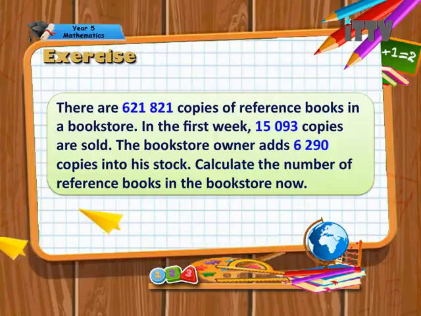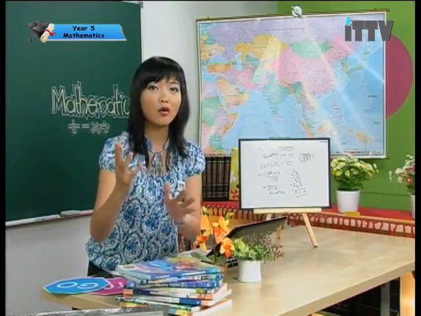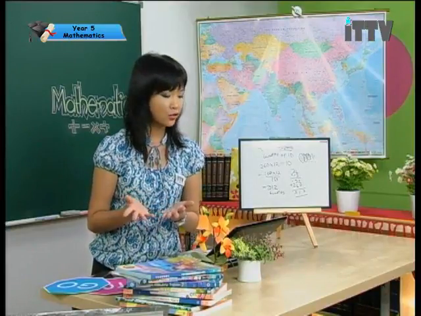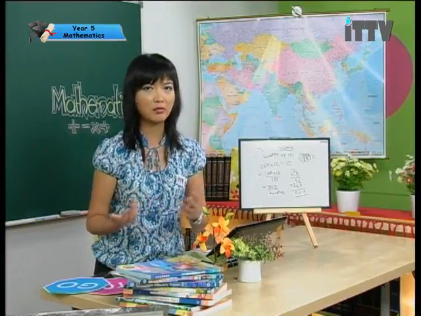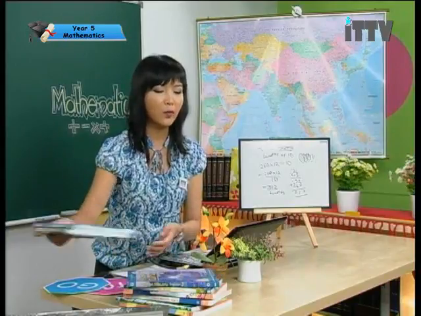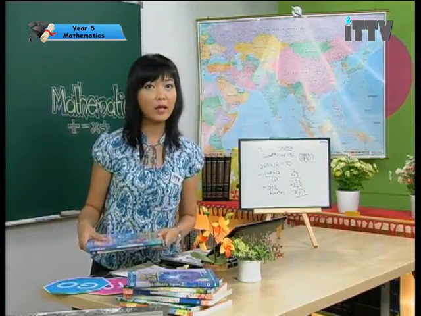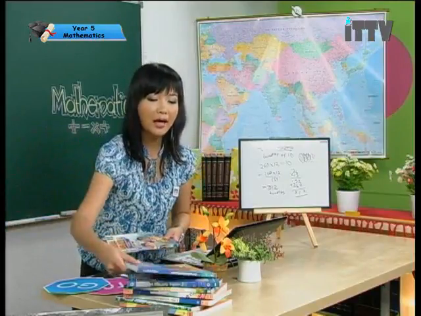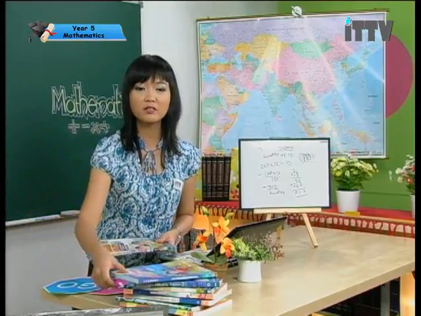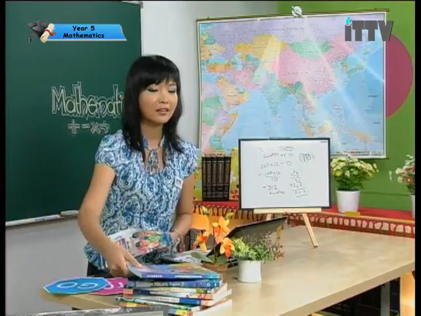Whoa, a lot of numbers there. Okay, let me just illustrate to you using this stack of reference books. So, imagine this whole stack of books represent the original total that the bookstore has, 621,821. But in the first week, 15,093 copies are sold. Let's say we just take away this, yeah? And the bookstore owner buys more books to replenish, okay? He bought 6,290 books, so we add on some more. So can you see the operation involved here? We have the original, we minus, and we add, okay?